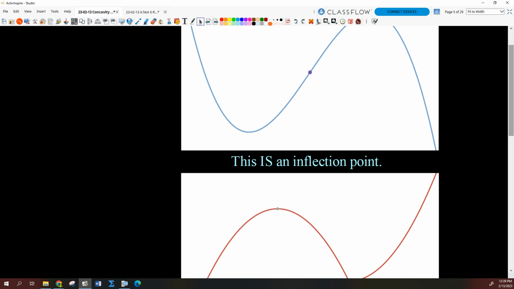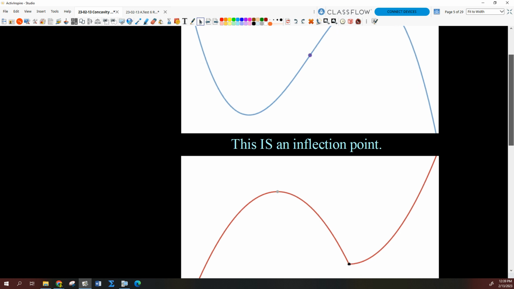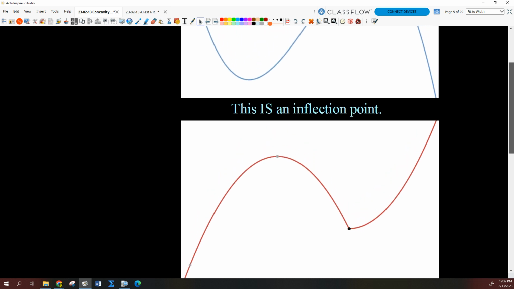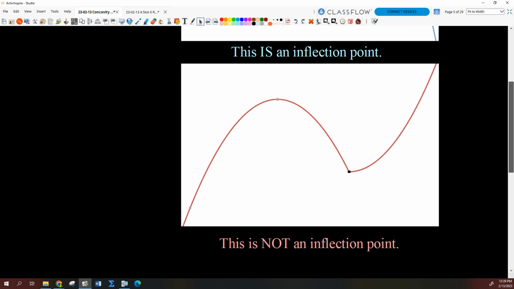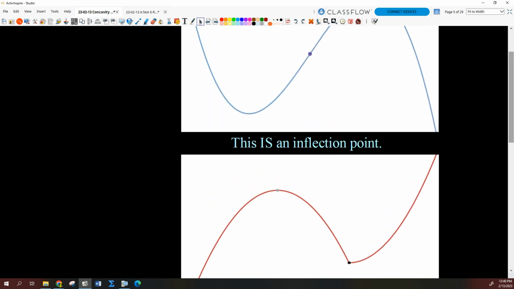They're both transitions of concavity, right? Because wouldn't you agree the blue function is concave up to the left of that point, concave down to the right? Same thing with the red function. But what's the difference? What disqualifies the bottom one from being an inflection point?